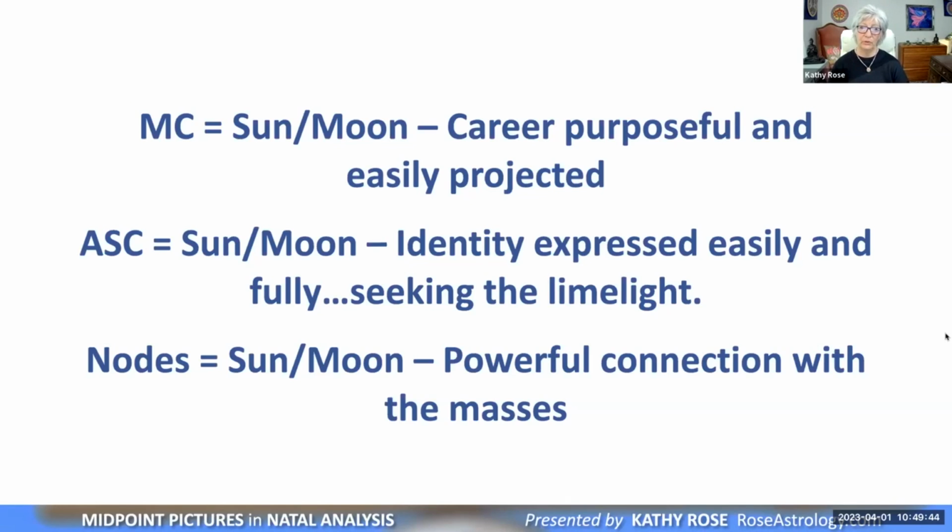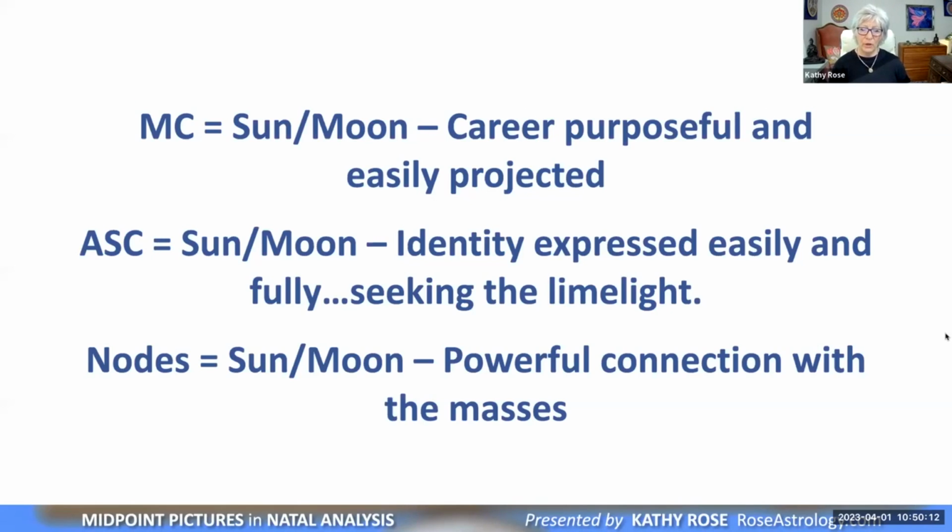Ascendant equals sun moon. So if the halfway point between sun moon is conjunct, square, or opposite the ascendant, then the identity expression is so very important to know who you are and to be able to express it easily and fully. And sometimes ascendant equals sun moon midpoint, seek the limelight and get it. If they choose to do that, they tend to be seen easily.